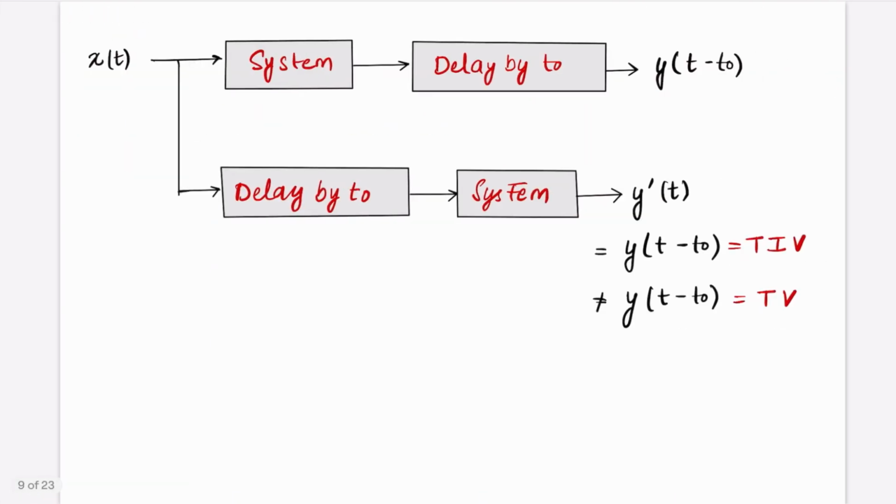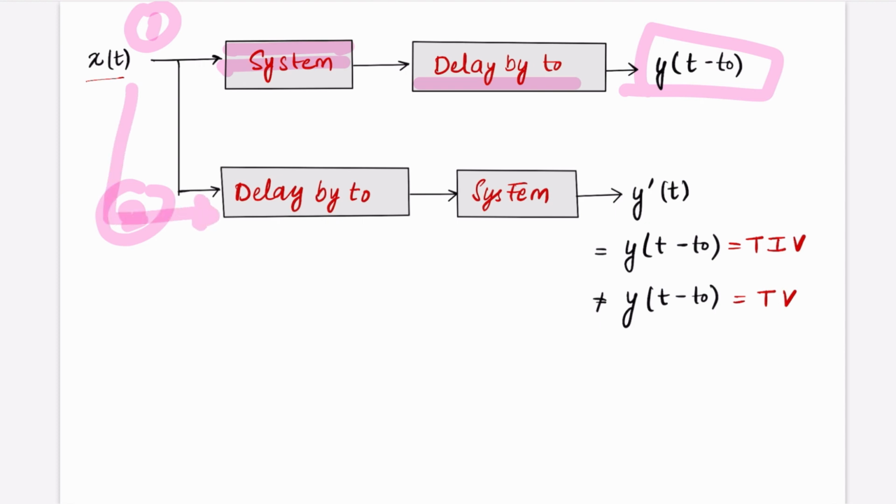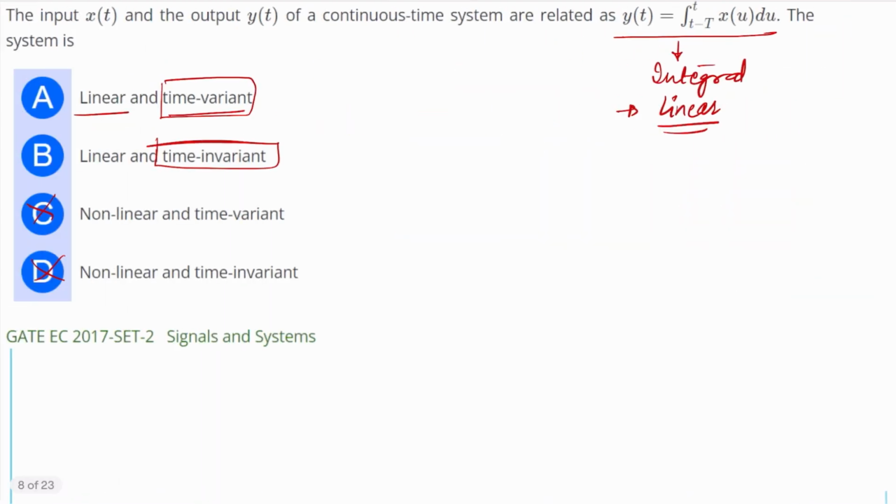So how do we check for time invariance and variance? We know that x(t) is the input and y(t) is the output. So if we pass x(t), so this is the first way, this is the second way, how we do it. So if we pass x(t) through a system and then delay it by t naught, we get an output like this. The other thing, we delay the input only by t naught and then pass it through the system. If both are the same, then the system is time invariant. If both are not the same, then the system will be time variant. Let's see how we do it.